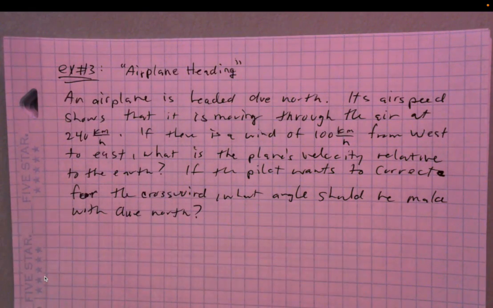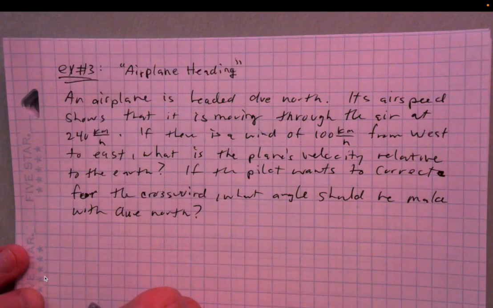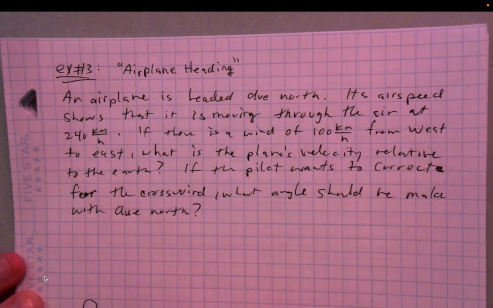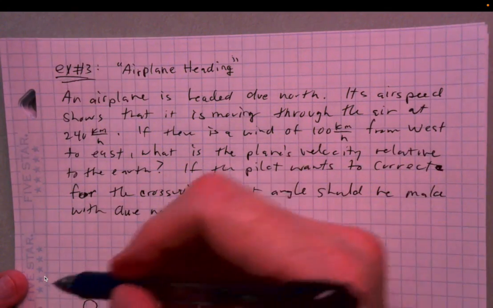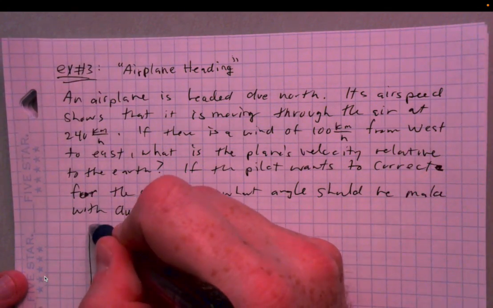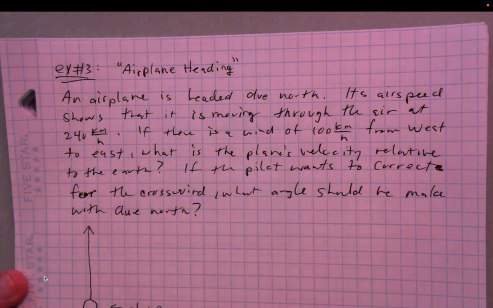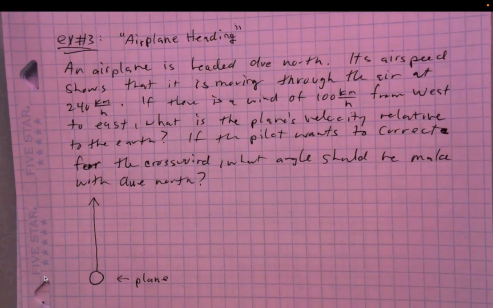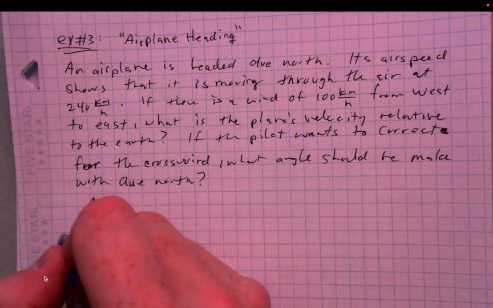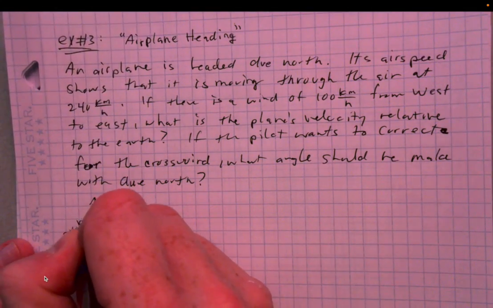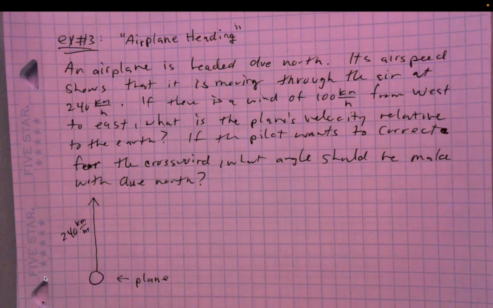Okay, so this is a navigation problem, right? So let's draw a picture here. And I'm just going to use a circle to represent the airplane. So this is the plane. Now the airplane is, and we'll say north is up, the plane is moving north at 240 kilometers per hour. Now that's its speed relative to the air.